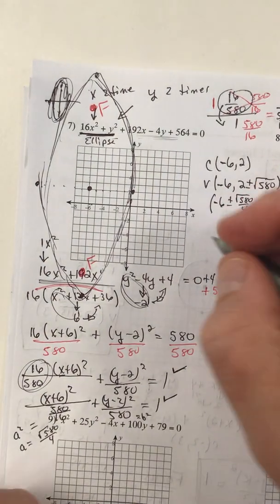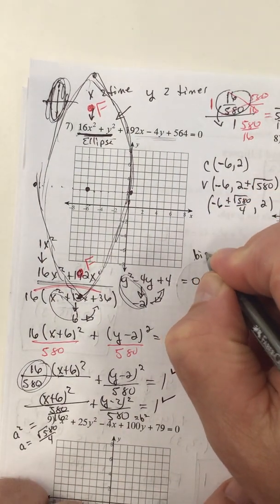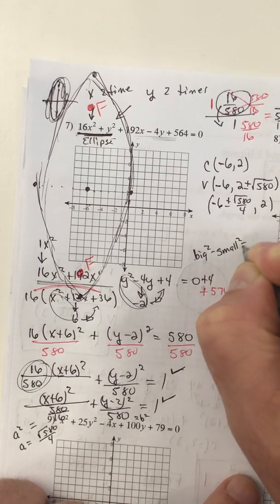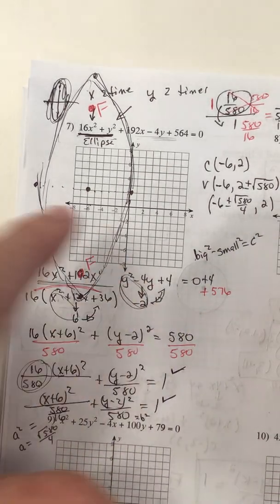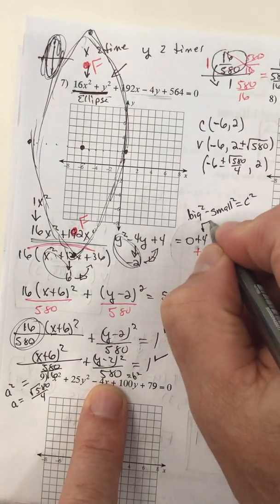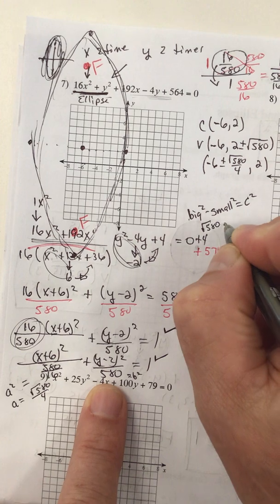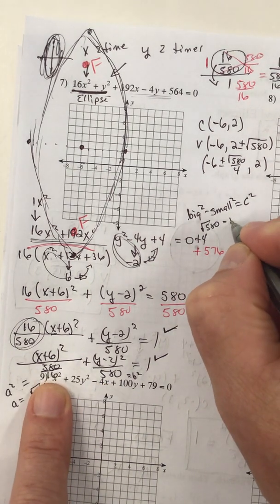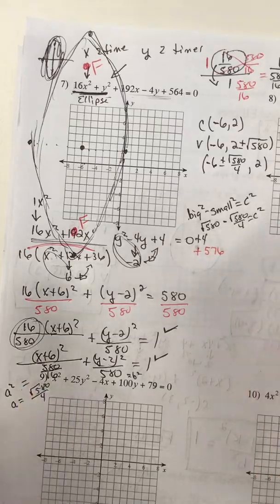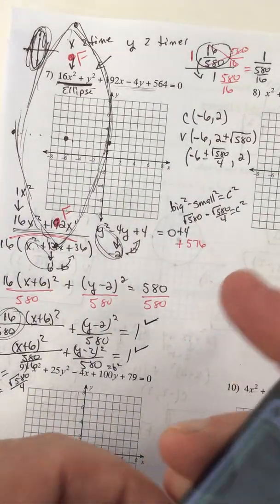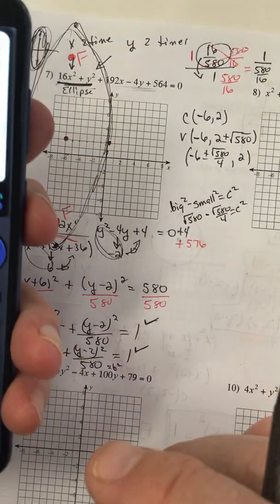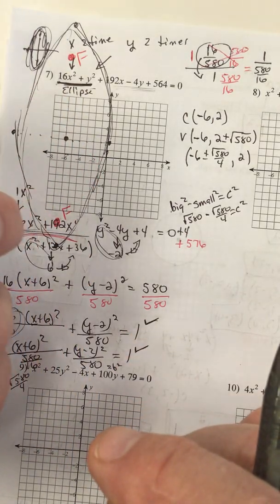Okay, so here's my focus formula. The focus is big squared minus small squared. These are the radiuses, equals the focus number. So the big one was right here, square root of 580. So I've got the root of 580 minus the small one, which was the root of 580 over 4. Okay, I think I'm going to get that. Let's see, can my calculator do that?